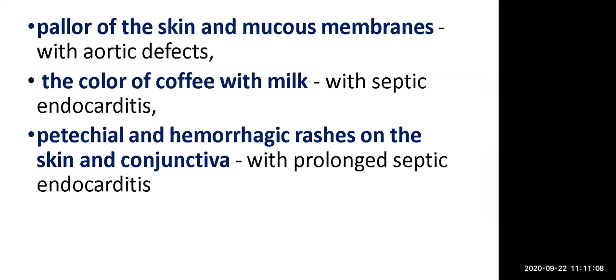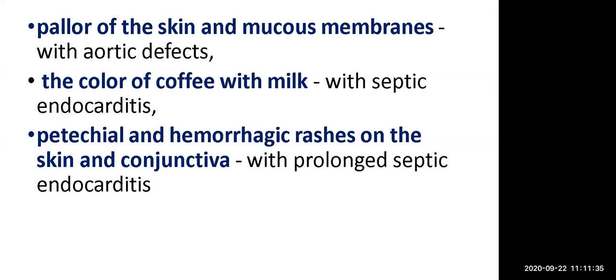Then you need to check the color, pallor of the skin and mucous membrane. Pallor, I hope you know what it means. It can happen in aortic defects. Then you can see the color of coffee with milk. Did you drink coffee with milk, and what kind of color it is? It can happen in septic endocarditis.